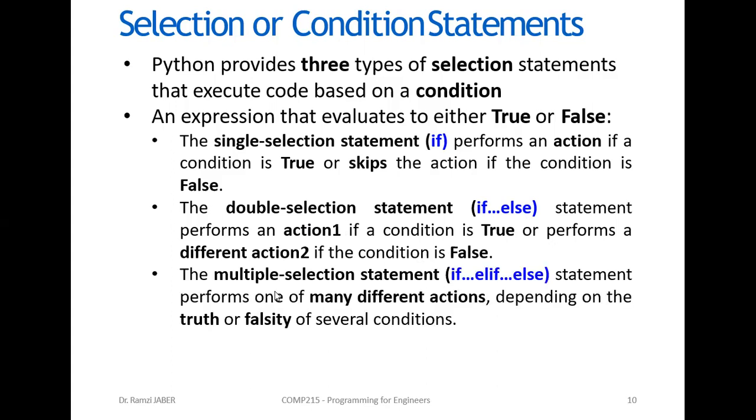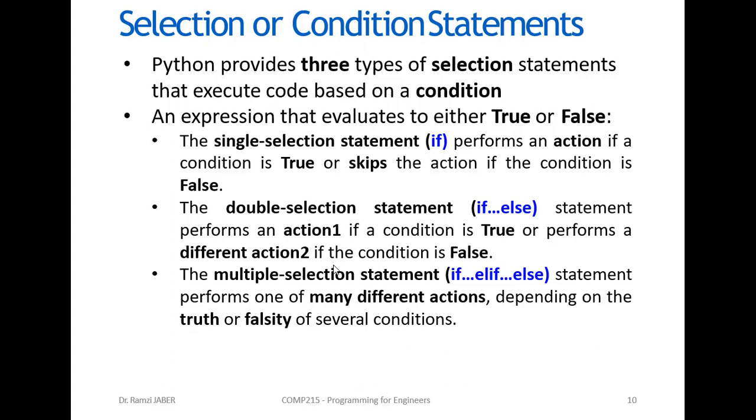Also we have the multiple selection statement, nested if else. Nested if else we write in Python as if, elif, not else if like C or Java. So here is the difference between C and Python: we write if, elif, elif, elif, elif, then else. We terminate by else. This statement performs one of many different actions, depending on the truth or falsity of several conditions.